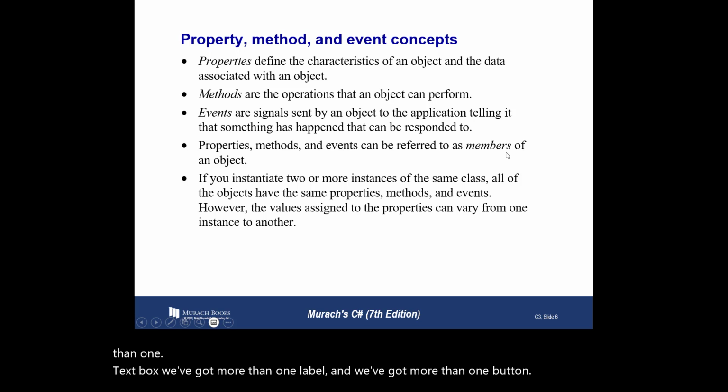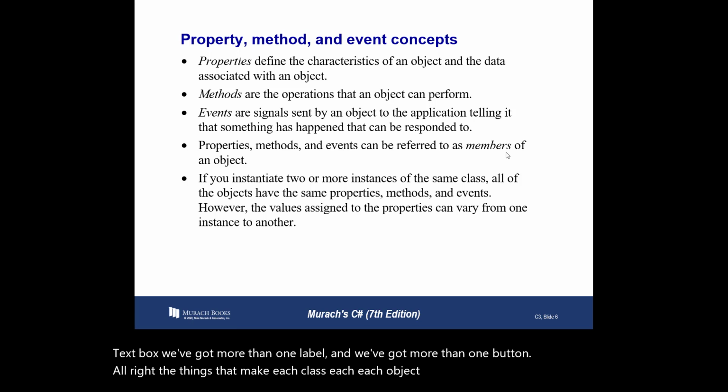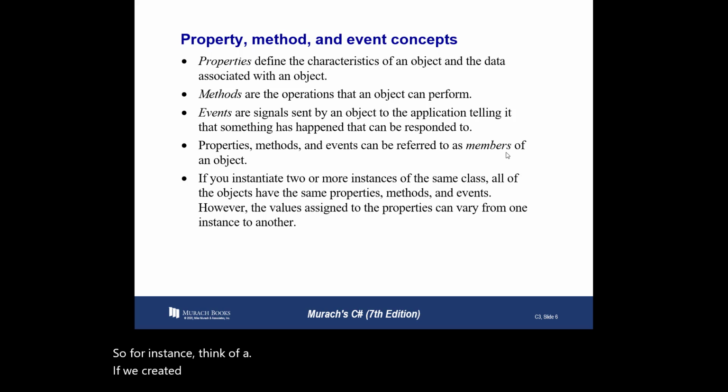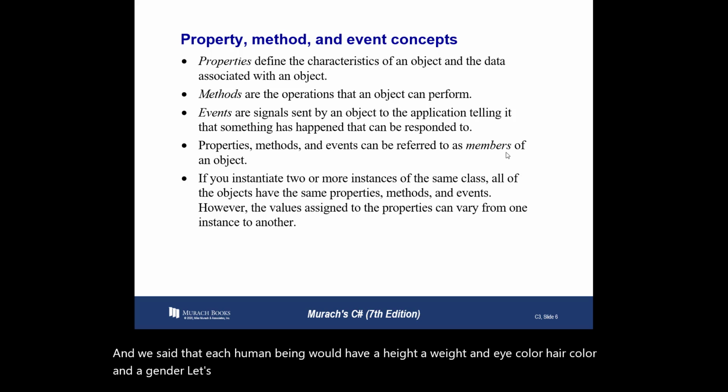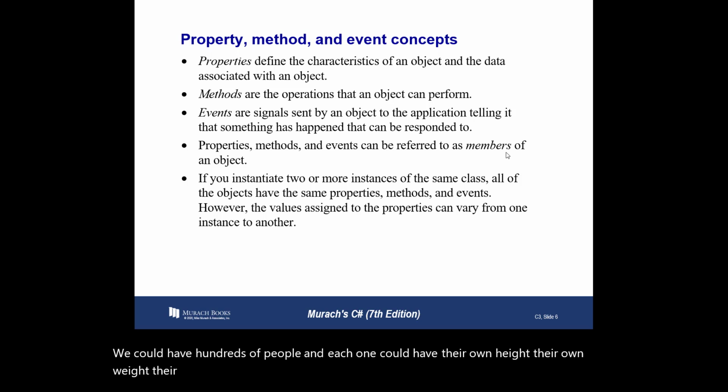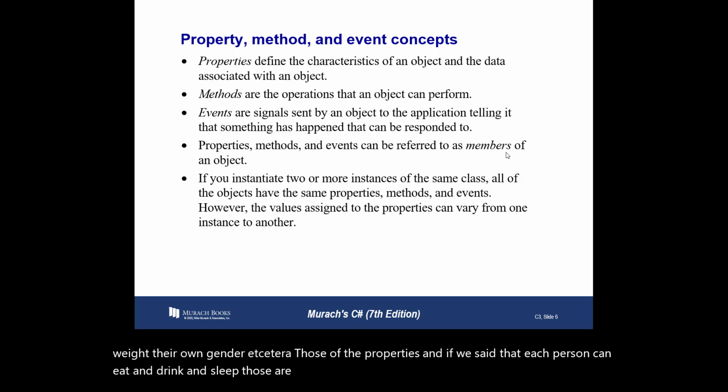The things that make each object rather unique are their properties. So for instance, think of if we created a class called human being, and we said that each human being would have a height, a weight, an eye color, a hair color, and a gender. Let's just say I'm making all these up. Well, we could have hundreds of people, and each one could have their own height, their own weight, their own gender, etc. Those are the properties. And if we said that each person can eat and drink and sleep, those are the methods. So properties are characteristics of an object, and methods are behaviors or operations that an object performs.